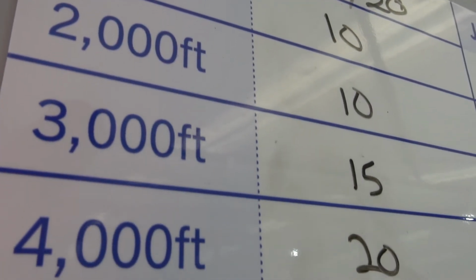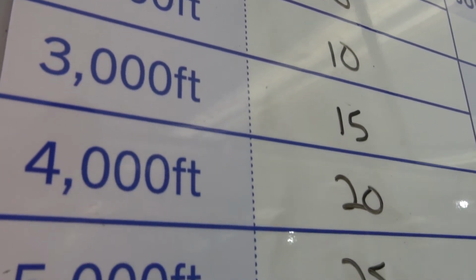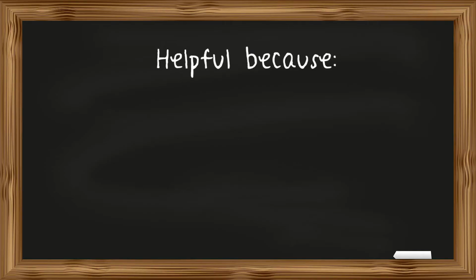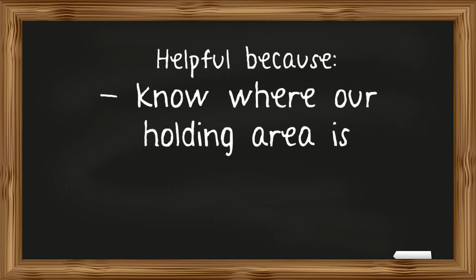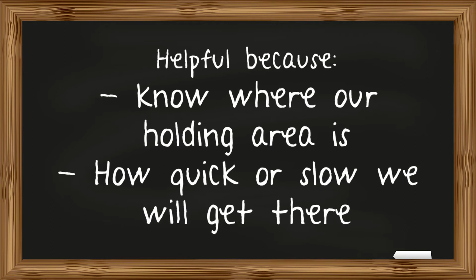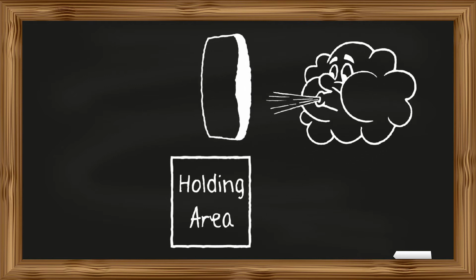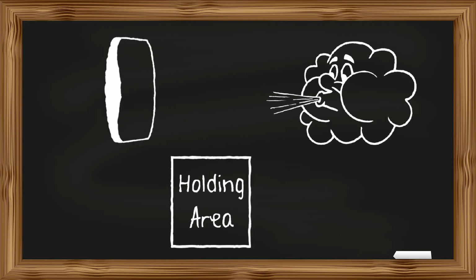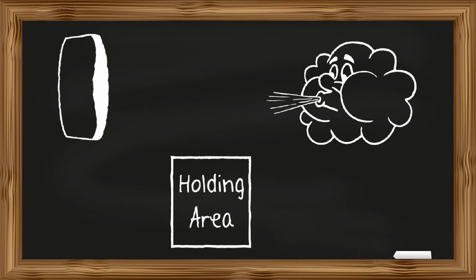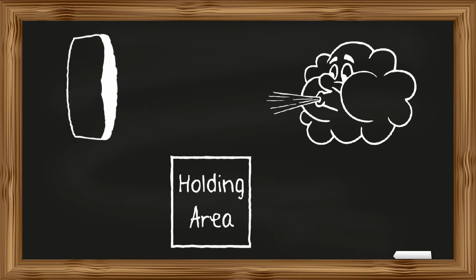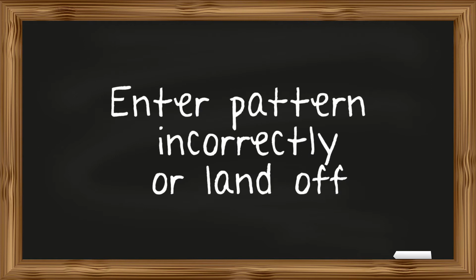You should also know the winds at and below your opening altitude. This is helpful as it lets us know where your holding area will be and also how quick or slow you will get there after opening. If we know the winds are stronger, then we need to make sure we hold into the correct direction, be careful not to overshoot our holding area, and be put in the wrong spot. If this happens, it can cause us to enter our landing pattern incorrectly or land off.